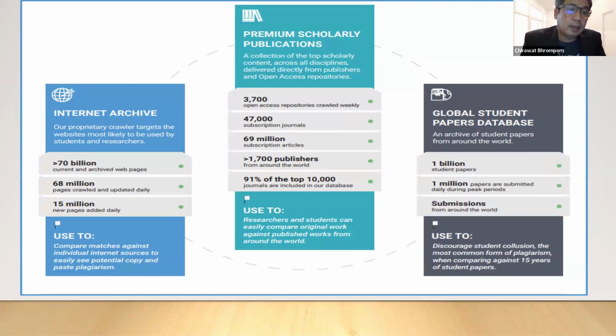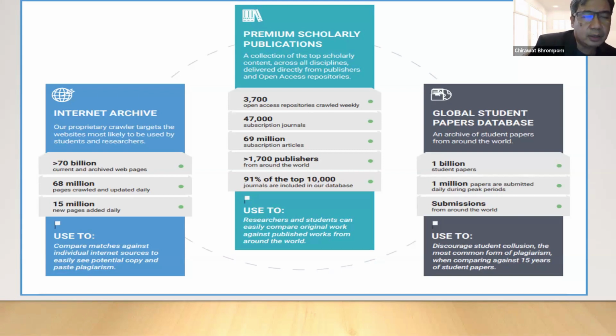The first one we call the Internet Archive. Turnitin and iThenticate share links together with the Internet Archive. We have crawlers that search the web every day. After we search the web, at the end of the day, we index it in the database we call the Internet Archive. Not only the current content, we have back files up to 15 years.